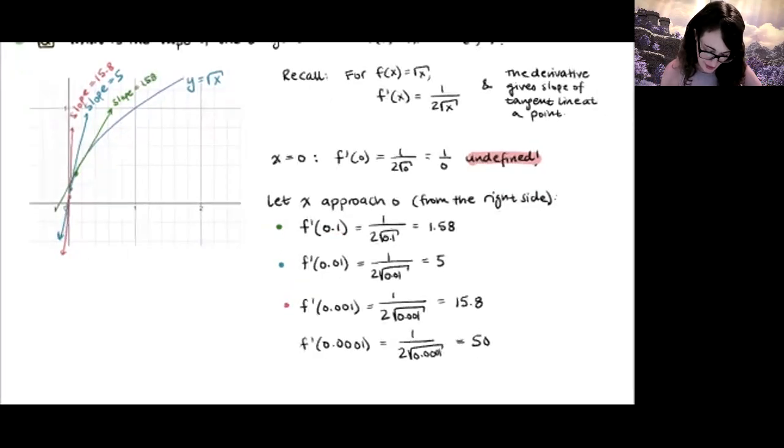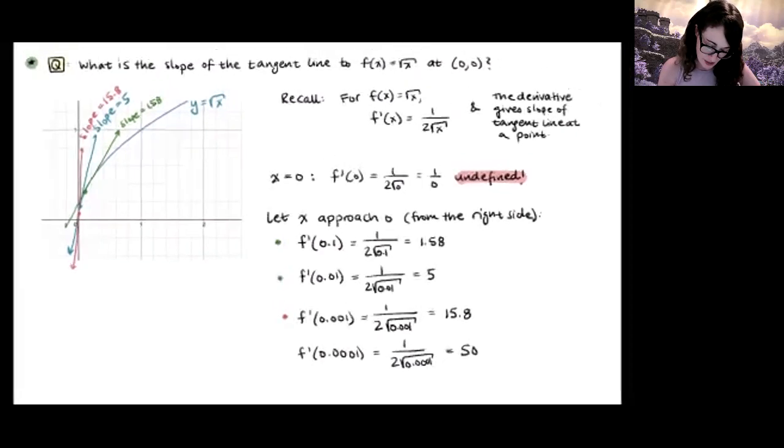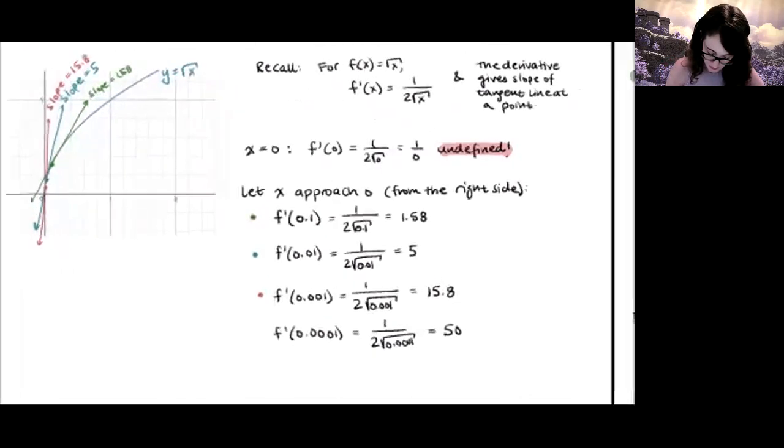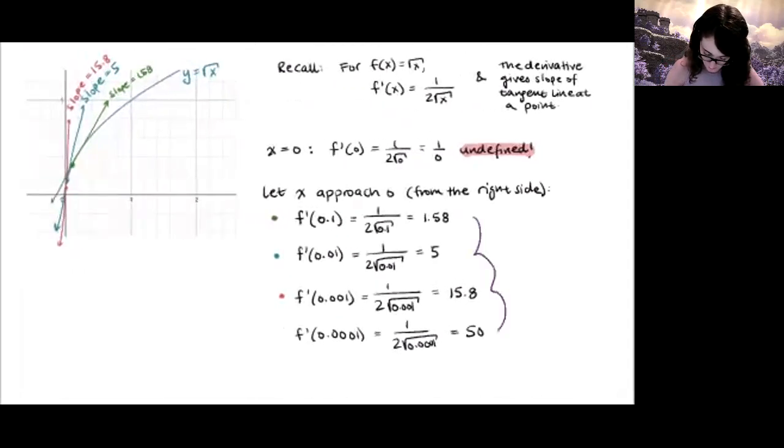So the point that I'm trying to get across is that for this function, what this is showing us is that as x approaches 0 from the right-hand side, again just because of the domain, the tangent lines, or the tangent slopes, approach infinity.